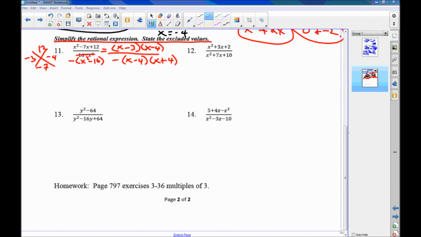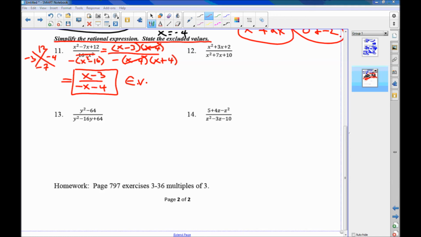Then it's easier to see that the x minus 4s will cancel out. So our simplified version here is going to be x minus 3 on top, and then we multiply the negative back in, so negative x minus 4 on the bottom. Okay, that's our first answer, simplify the rational expression.